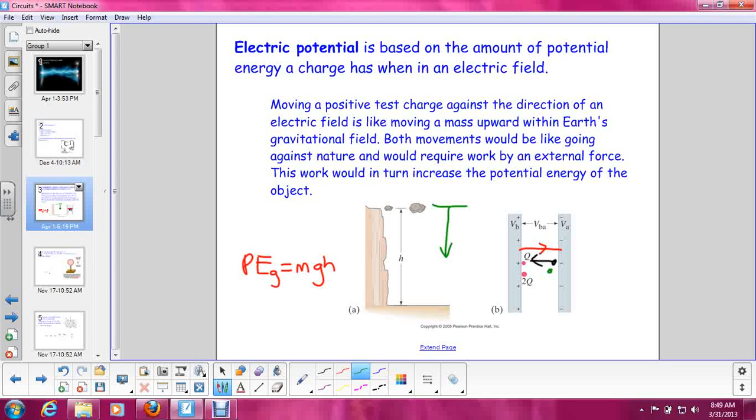It's the same with our charge here. If I were to let go of my little charge here, and remember that it's positive, it has some electric potential energy built up in it. Naturally, it wants to go toward the negative side.